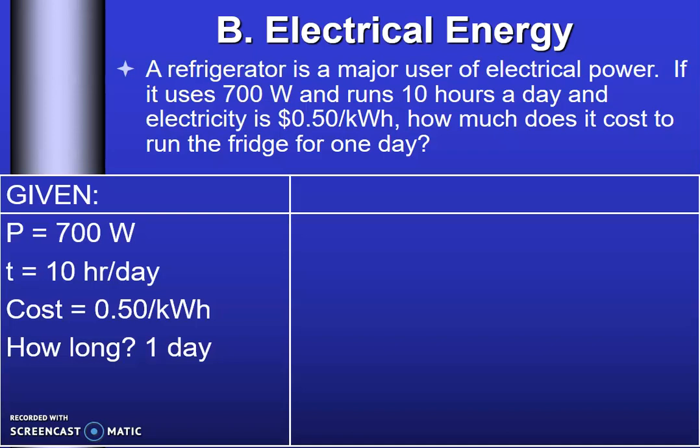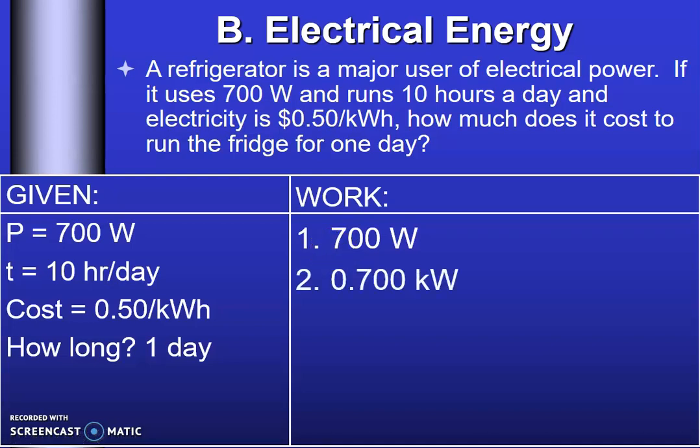So let's go through those steps of solving the problem. So step 1 is to calculate my power in watts. That step has already been done for me. It was given to me, 700 watts. Okay. Step 2, I need to convert this into kilowatts. So I can either divide by 1,000, or I can simply move my decimal place 3 places to the left. So I have an understood decimal here, and we just move it 1, 2, 3, so my kilowatts is 0.7.